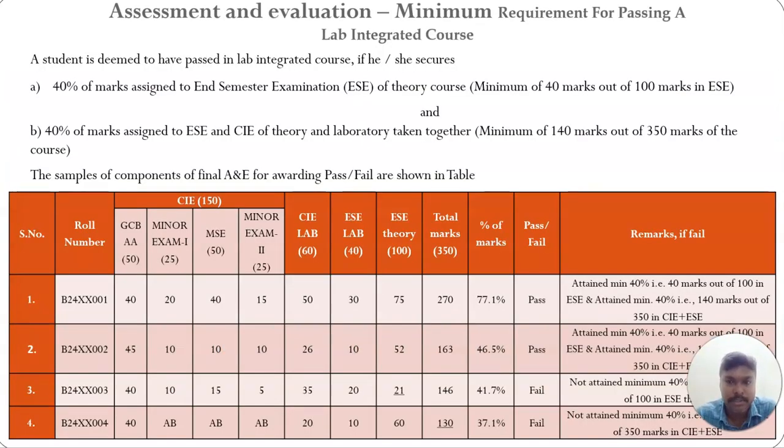So this is the way we have already framed the table. Once you look into the table, you can easily understand the way each and every student should attend. These are the examples I have given in this. Okay, once you get into this, you can easily understand.